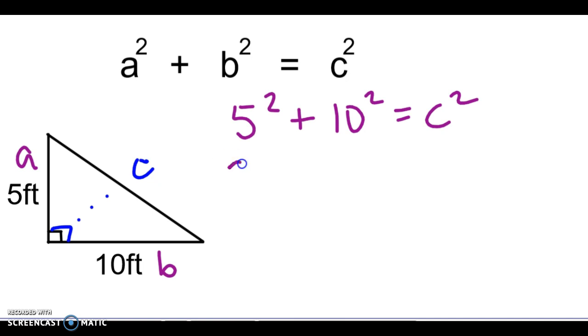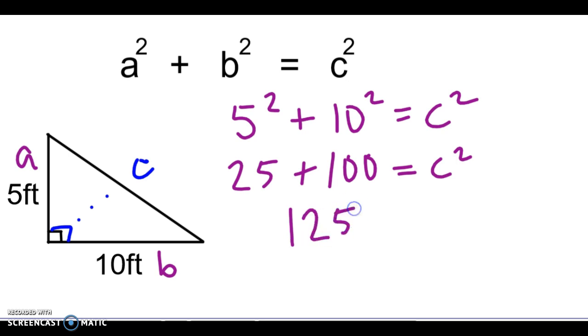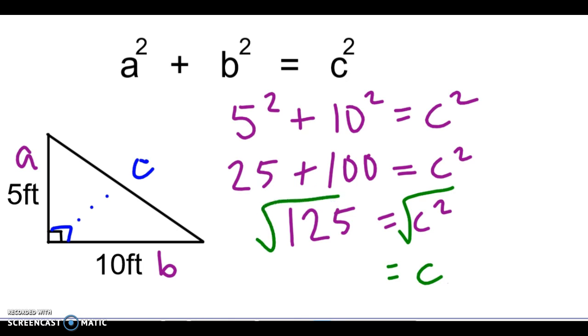Okay, so 5 squared is 25. 10 squared is 100 equals c squared. Now you're going to add these two guys together. So that's 125 equals c squared. And your last step, you're going to find the square root. So we square root c squared to get c all by itself. And we're going to square root 125.